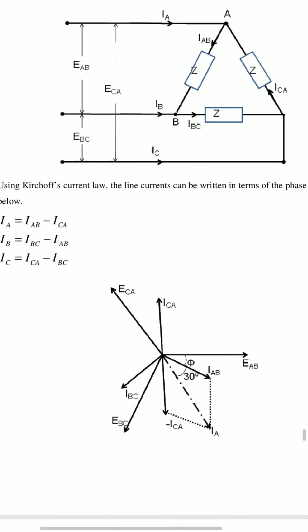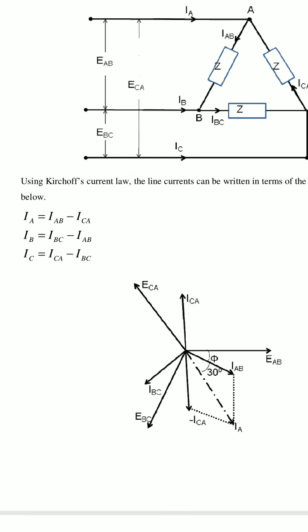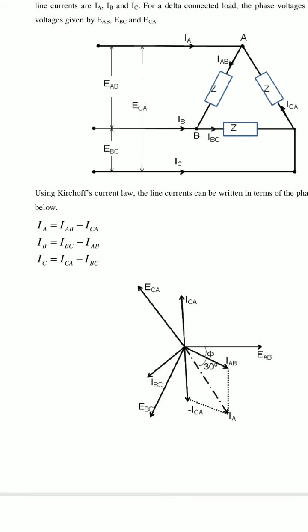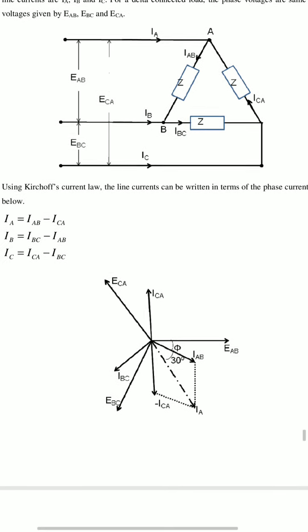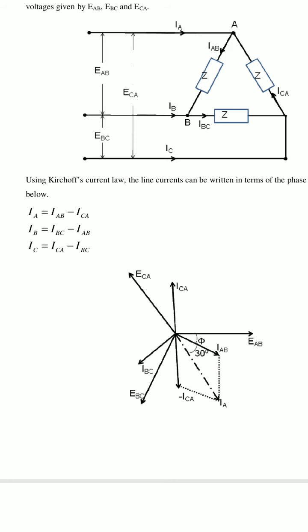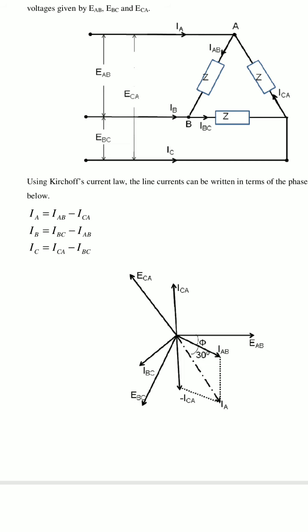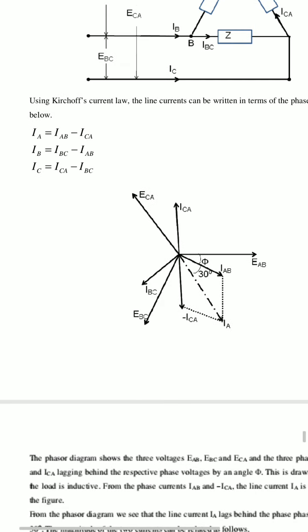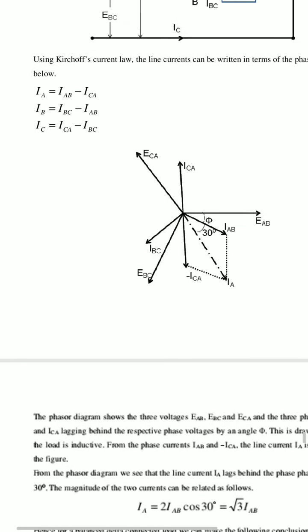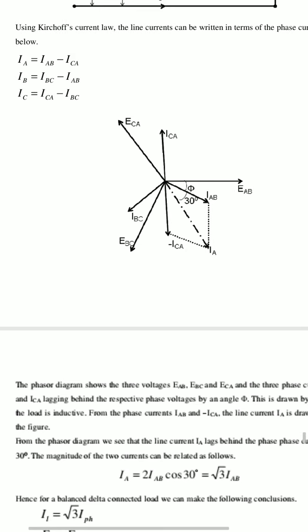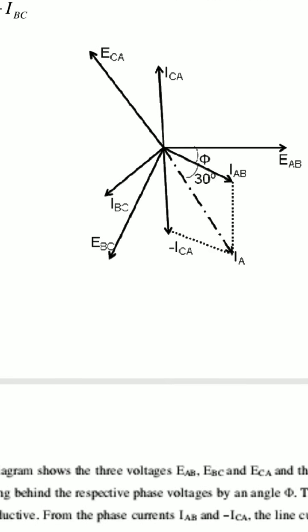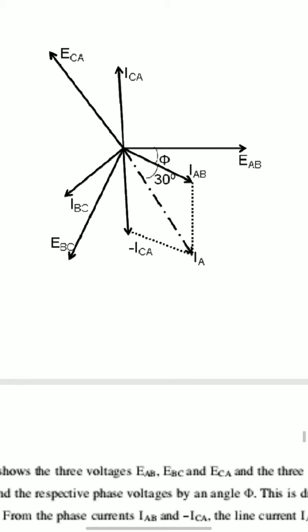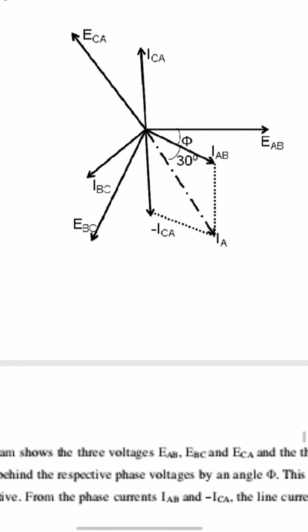IBC. Here, using Kirchhoff's current law, the line currents can be written in terms of phase currents. IA is equal to IAB minus ICA. IB is equal to IBC minus IAB. So IC is equal to ICA minus IBC. This is the phasor diagram. We can see this one and we can calculate these currents from this phasor diagram.